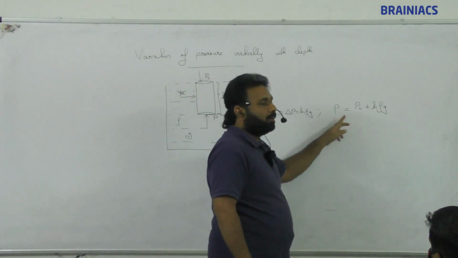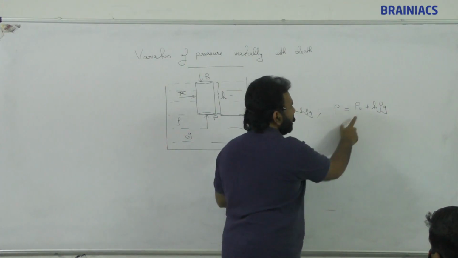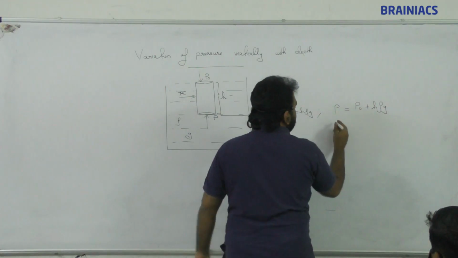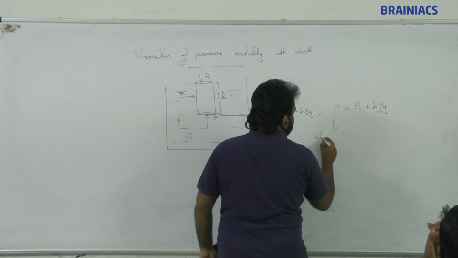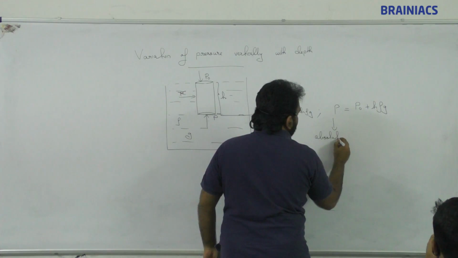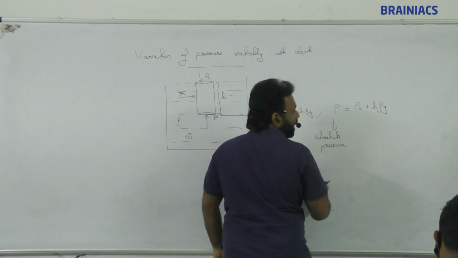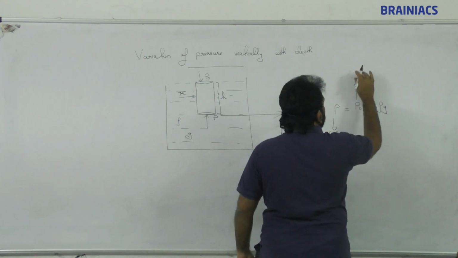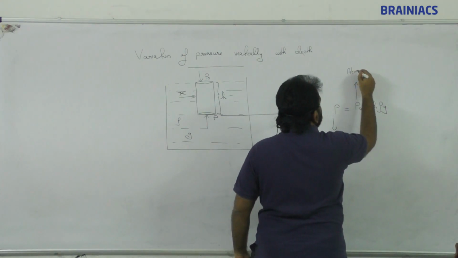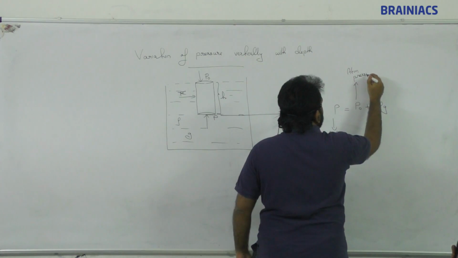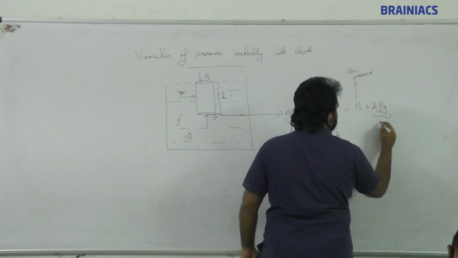Now along with that, if atmospheric pressure also comes, what will happen? Total pressure will be P naught plus H rho g. This is atmospheric pressure. So this P is called absolute pressure. This is called absolute pressure. This is called atmospheric pressure. This is called gauge pressure.